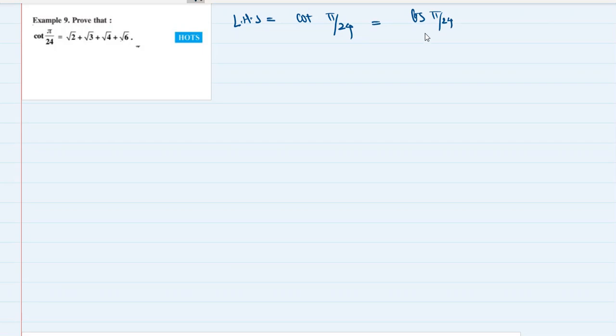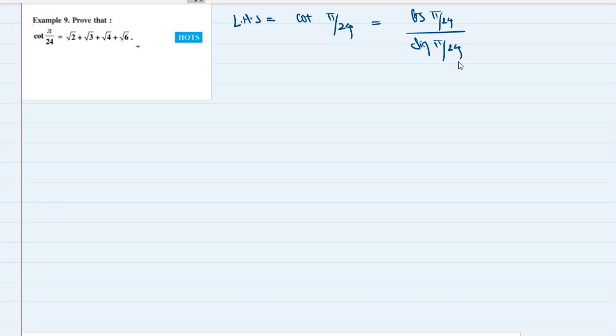Prove that cot pi by 24 is equal to root 2 plus root 3 plus root 4 plus root 6. Okay, how can we simplify this? Let's start with LHS. Cot pi by 24. I can write it as cos pi by 24 by sine pi by 24. So first I converted cot into cos and sine.